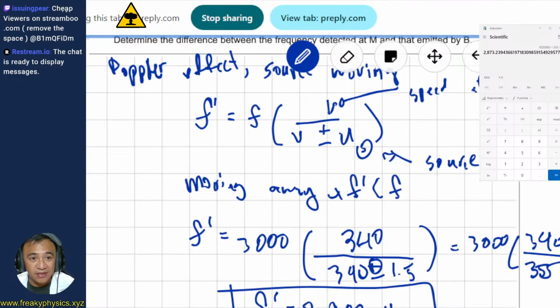So that's the Doppler effect question. All right. Any questions here? Any other questions before we move on? I understood everything. All right.